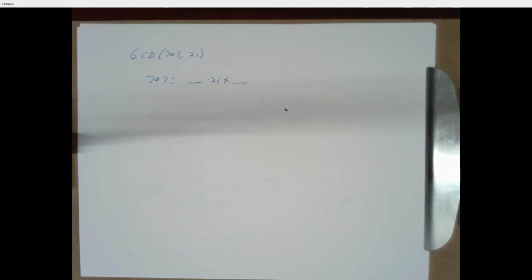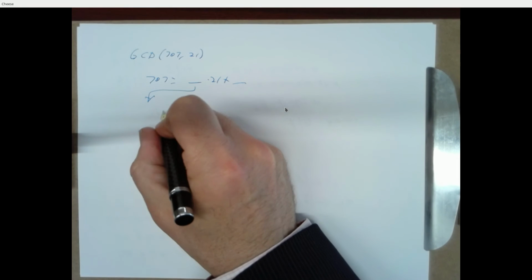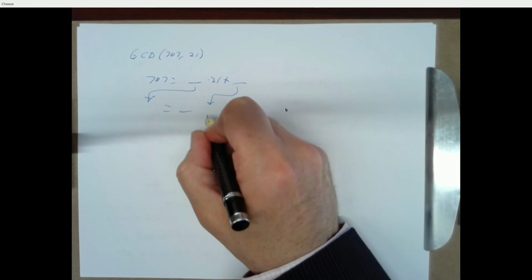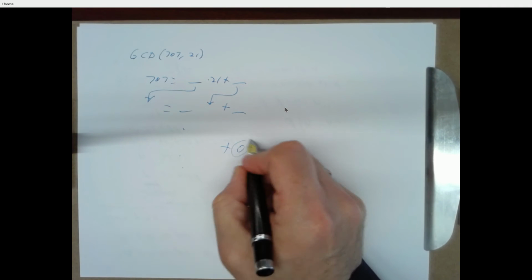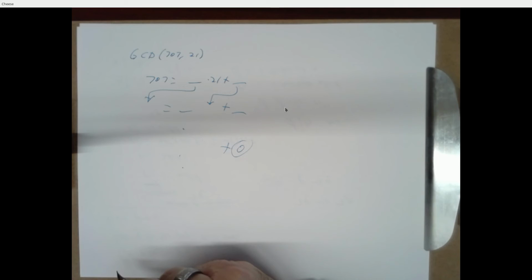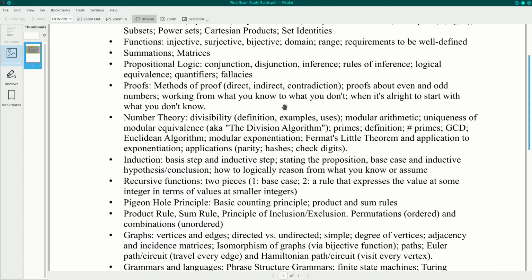Right, so if you want the GCD of 707 and 21, write 707 as something times 21 plus something. And then write this as something times this plus something, and continue until you have a remainder of 0, and then the previous remainder is your GCD. So practice that if you had some questions on it. So that's the Euclidean algorithm.